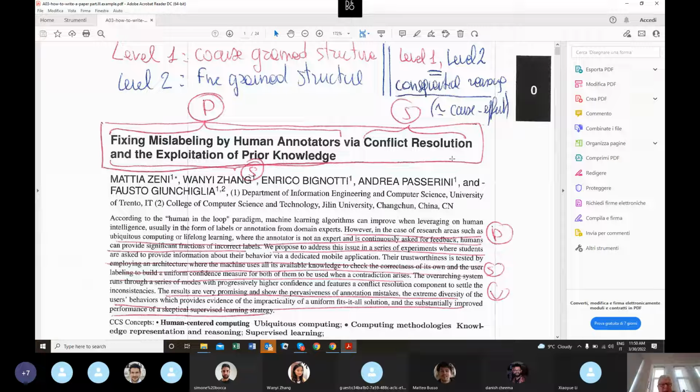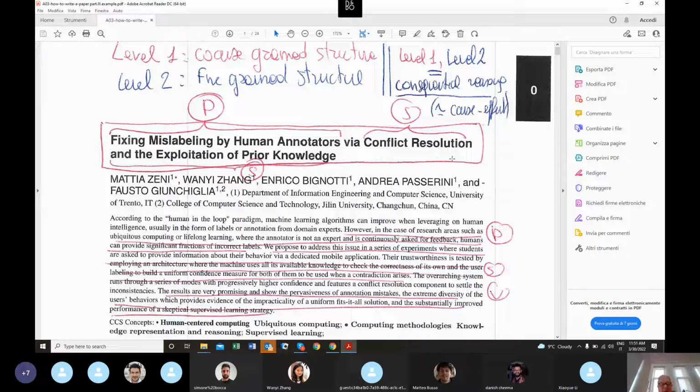Okay, you read this paper, you see there is a very long title: Fixing Mislabeling by Human Annotators by Conflict Resolution and the Exploitation of Prior Knowledge. So here, fixing mislabeling by human annotation, this is the problem. Mislabeling of human annotation is a problem. The fixing gives you the introduction to the second part, which is the solution space: conflict resolution and the exploitation of prior knowledge.